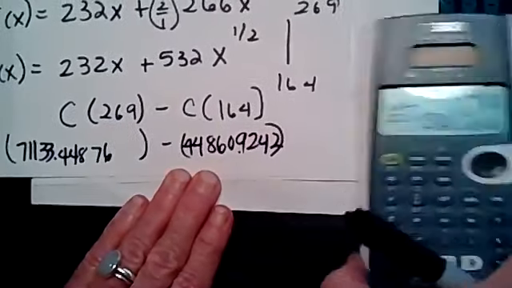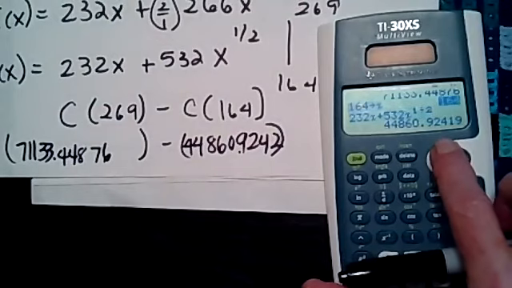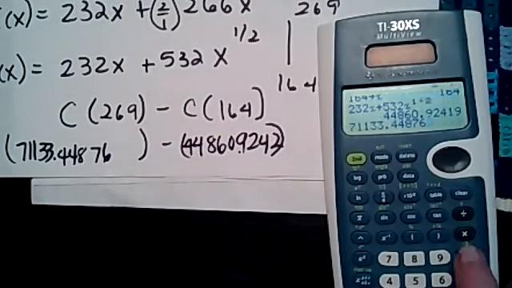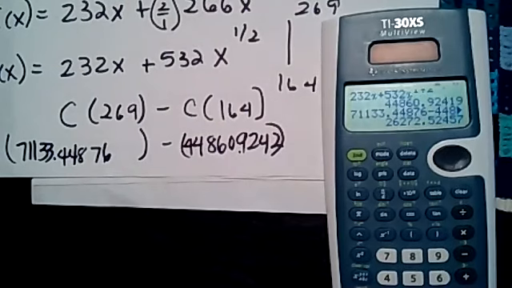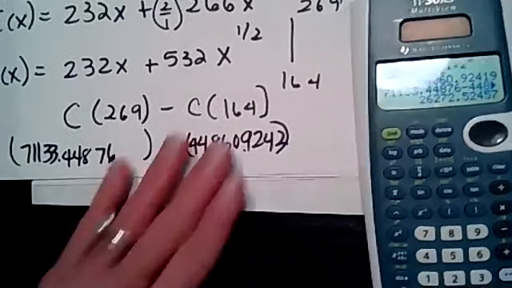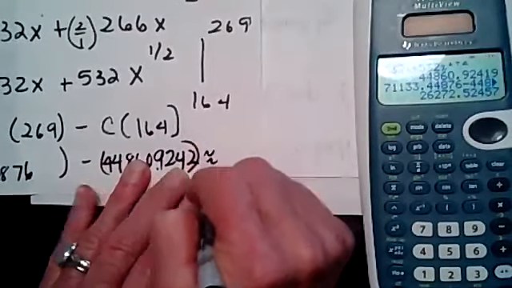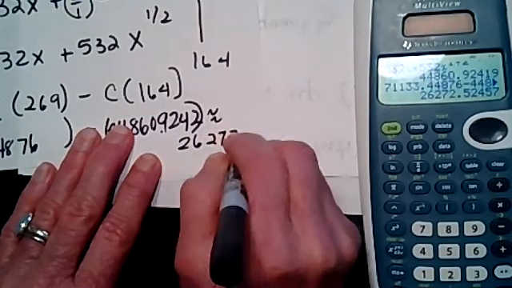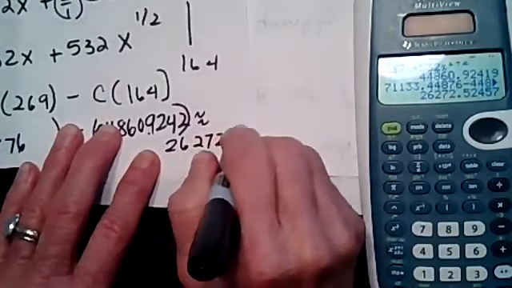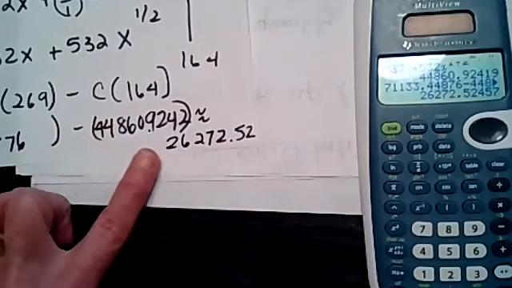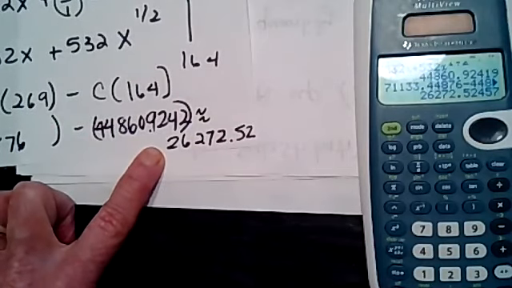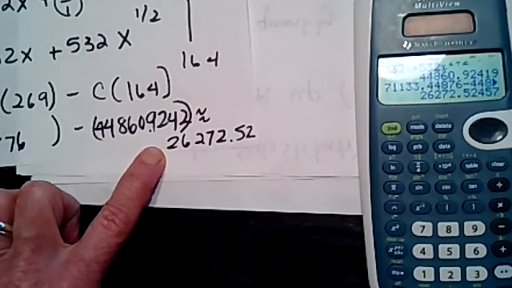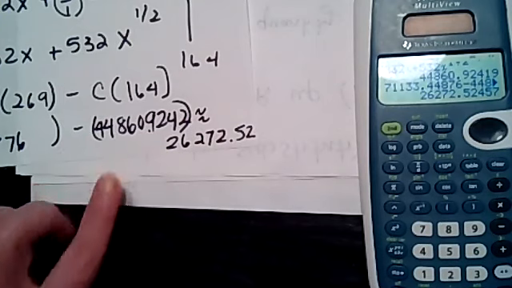So when I let my calculator do it, I go up and grab the 71133 point number, enter, minus the other number, enter, and I get 26,272.524, which rounds to 0.52. Okay, so 26272.52. Enter, and that's right. Okay, so that's my answer.